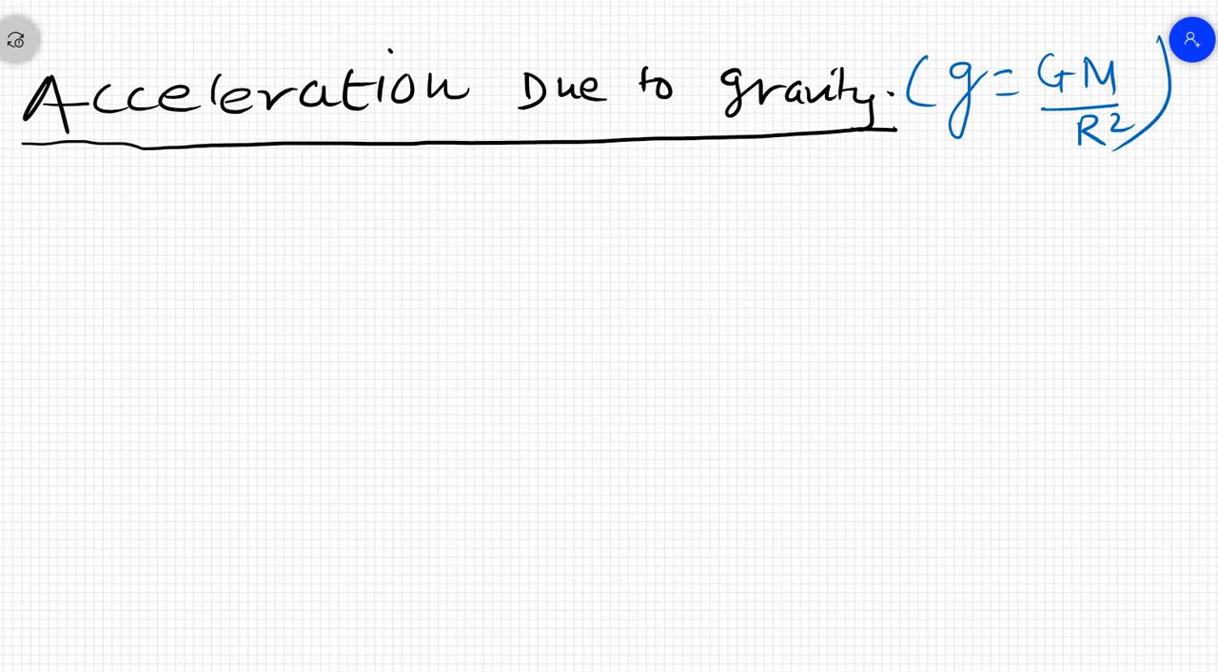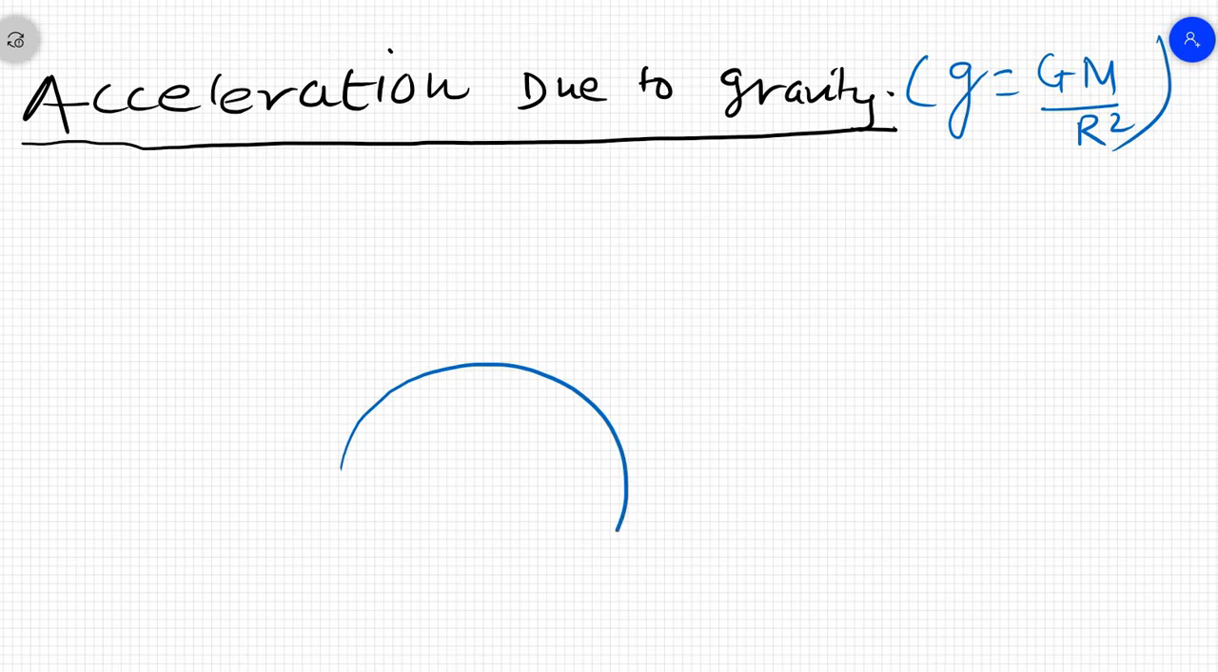Namaste. In today's video we are going to derive the formula of acceleration due to gravity, small g is equal to GM by r square. This is the acceleration produced in a falling body under the action of gravity. Now let's start how to derive this formula.